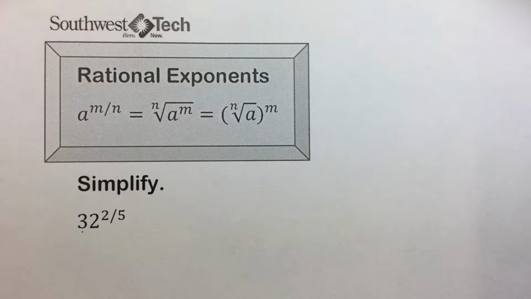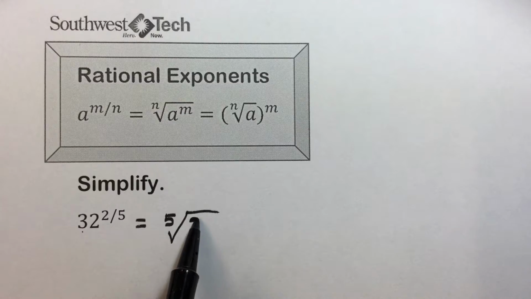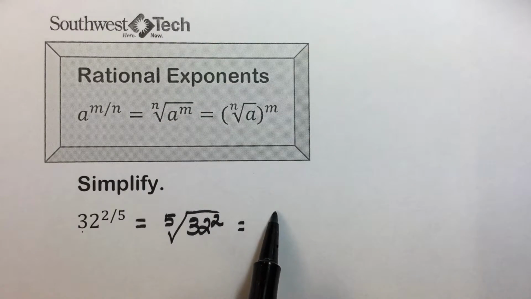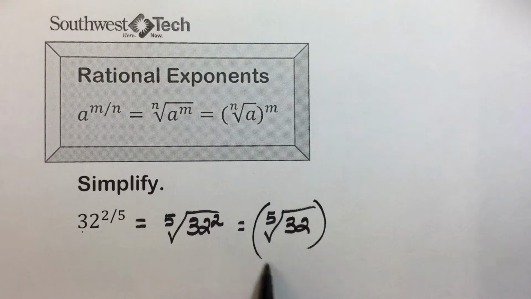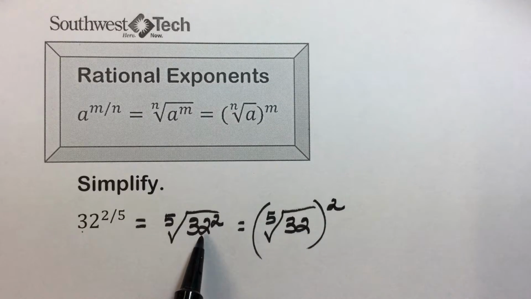Let's take a look at an example. Here we have the base 32 to the 2/5 power. Applying the rational exponents described above, this is equivalent to the 5th root of 32 to the 2nd power, or the 5th root of 32 raised to the 2nd power. This squared is going to be a much larger number.